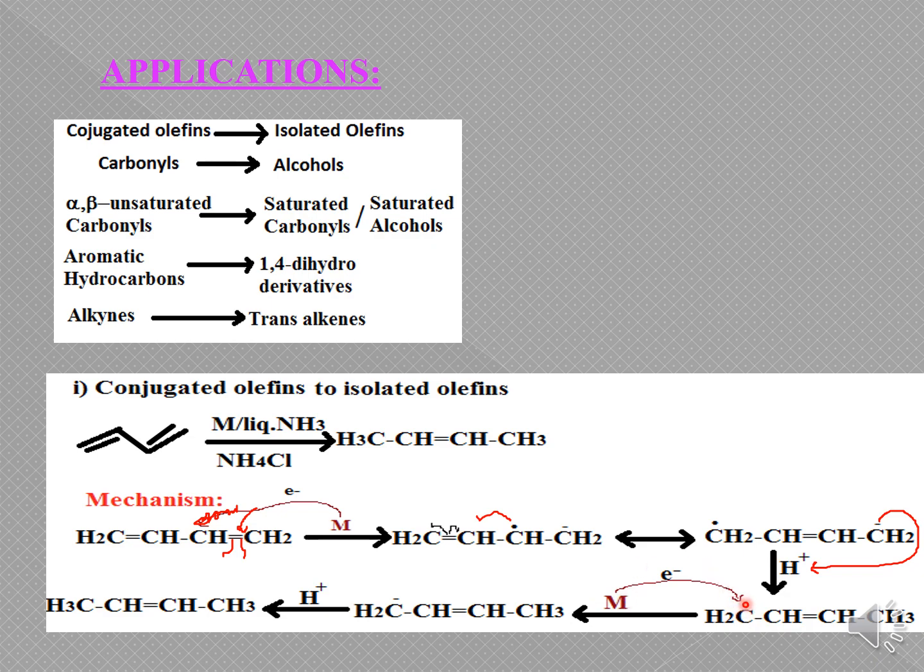Then again one metal atom attacks, so the metal will again give one electron. One electron from the metal atom will go and bind to the radical of your CH2 carbon atom. When this combines, you gain a negative charge, again the carbanion, okay. This carbanion will abstract the proton from here, and you will result in the methyl group, that is, your isolated olefin is formed, okay.